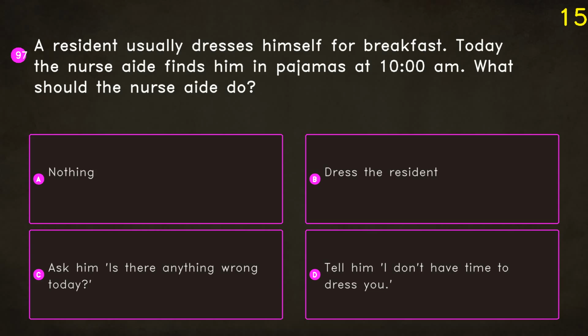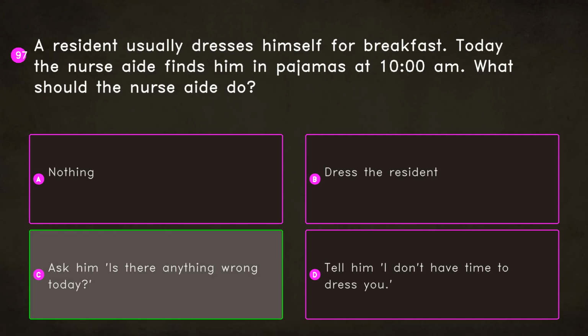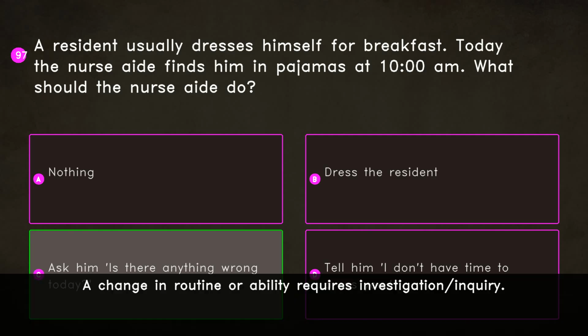Question 97. A resident usually dresses himself for breakfast. Today the nurse aide finds him in pajamas at 10 a.m. What should the nurse aide do? A. Nothing. B. Address the resident. C. Ask him, is there anything wrong today? D. Tell him, I don't have time to dress you. The correct answer is ask him, is there anything wrong today? A change in routine or ability requires investigation/inquiry.